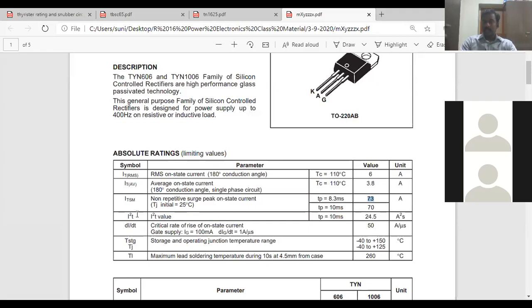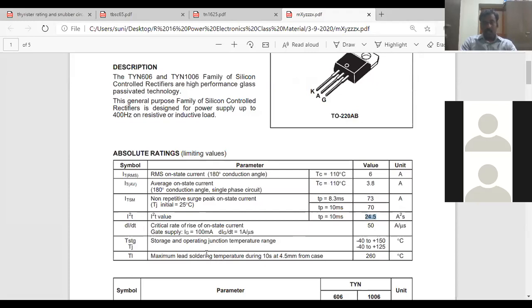And as we consider the current rating as I square T rating, the I square T rating is going to be 24.5 amp square second, isn't it? Is it clear with these ratings here?